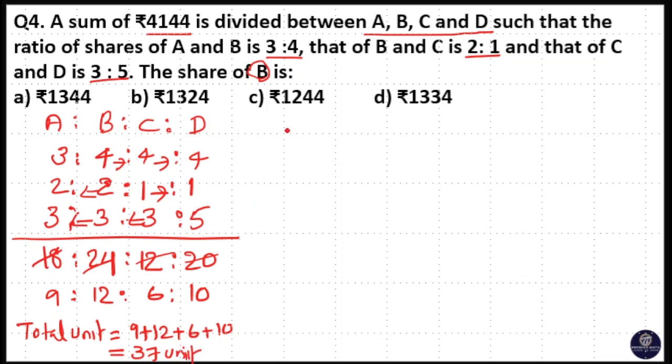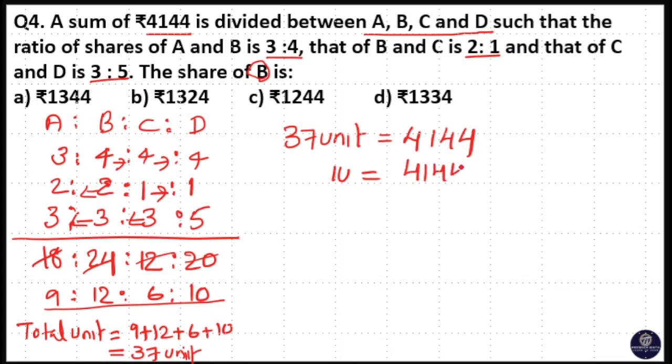Total unit, 37 unit means that this is the sum 4144. That is divided between A, B, C and D. That is the total unit you get here. So 1 unit is 4144 divided by 37. That means 41 by 37 1, 44 by 37 1, 74 by 37 2. So 1 unit is 112.